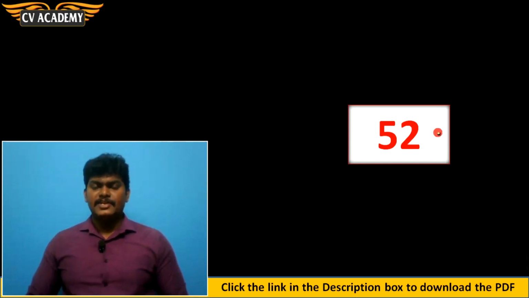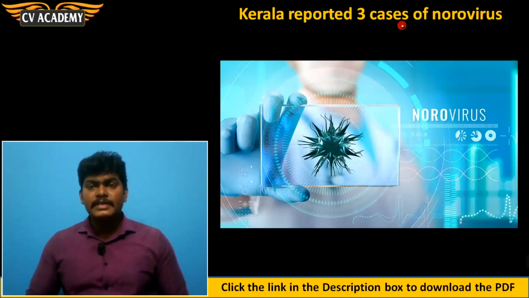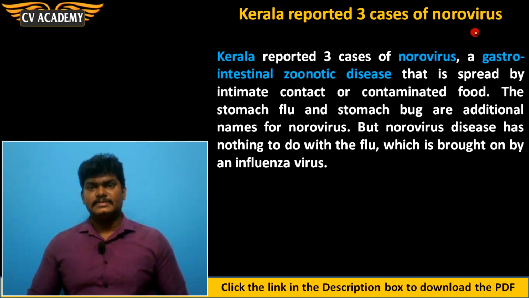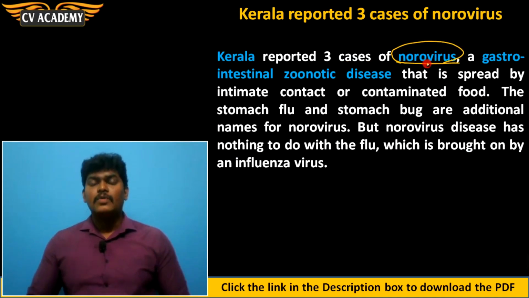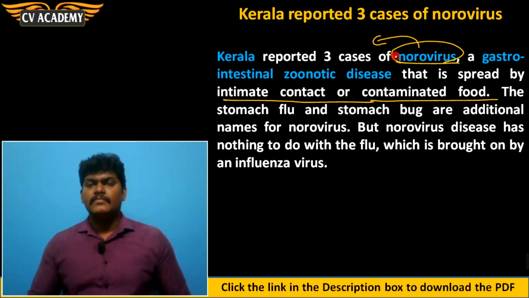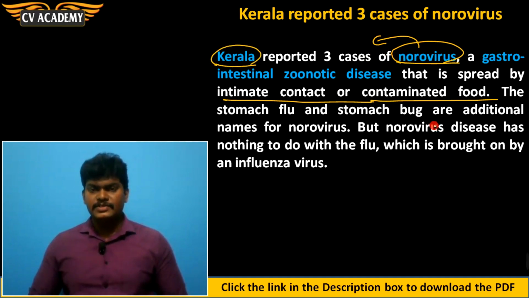Then 52nd news. Kerala reported 3 cases of norovirus. Yes, in Kerala, 3 people were affected by the norovirus. This virus spreads through contaminated food and intimate contact. So 3 people were affected by this virus in the state of Kerala. That's what they have given in this news article.